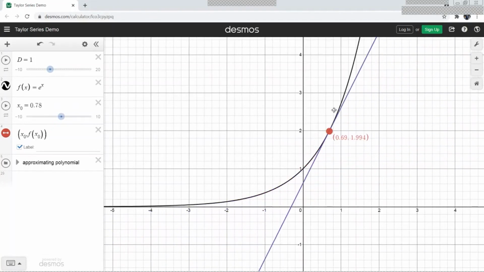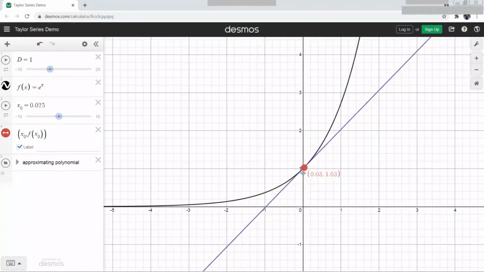So we see we can slide this point all along this curve. The curve I have for us is e to the x. But if we slide around, we get what we call the tangent line. And we'll write the equation of a tangent line. We'll look at that in a second.